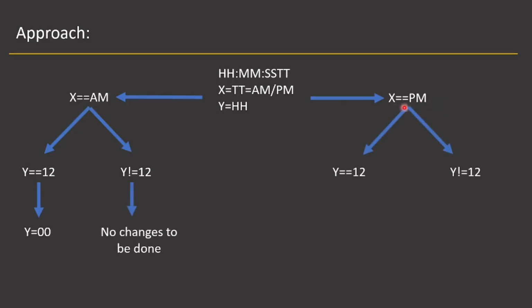Similarly, when X is equal to PM and Y is 12, then no changes are to be made. And if Y is not equal to 12, then we shall assign Y to be Y plus 12.